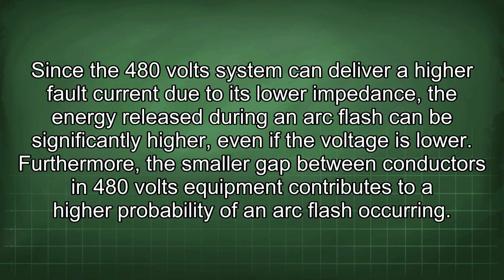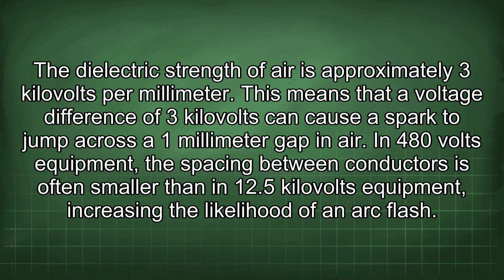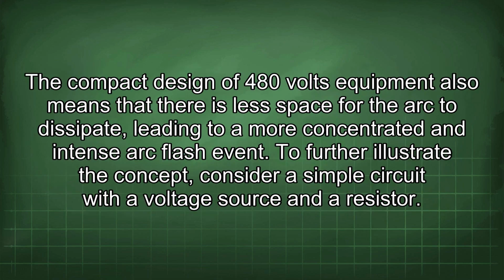Furthermore, the smaller gap between conductors in 480 V equipment contributes to a higher probability of an arc flash occurring. The dielectric strength of air is approximately 3 kV per millimeter. This means that a voltage difference of 3 kV can cause the spark to jump across a 1 mm gap in air. In 480 V equipment, the spacing between conductors is often smaller than in 12.5 kV equipment, increasing the likelihood of an arc flash. The compact design of 480 V equipment also means that there is less space for the arc to dissipate, leading to a more concentrated and intense arc flash event.